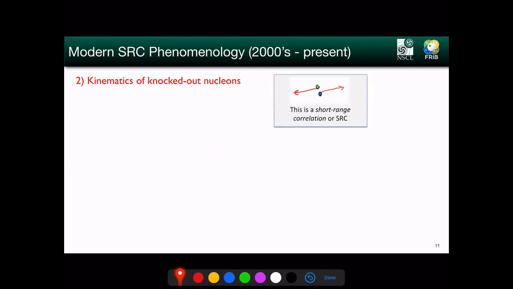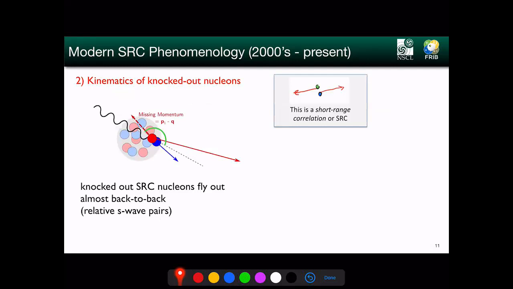Okay, so the second key bit of SRC phenomenology in the standard view is to understand the kinematics of the knocked out nucleons. Again, dating back to Bruckner's work, this is the cartoon of what an SRC pair is: large, almost back-to-back momenta. Because of that, when you look at the knocked out pair, you should find that they fly out mostly back-to-back, and moreover that these will be dominated by relative S-wave pairs.